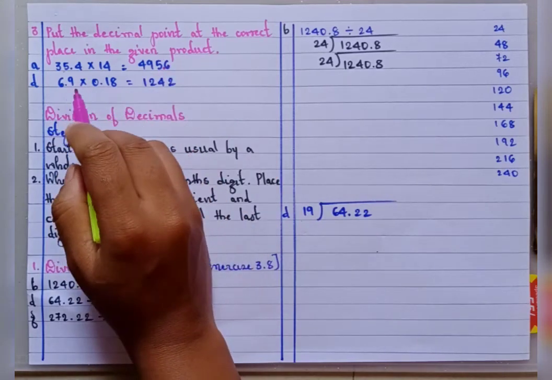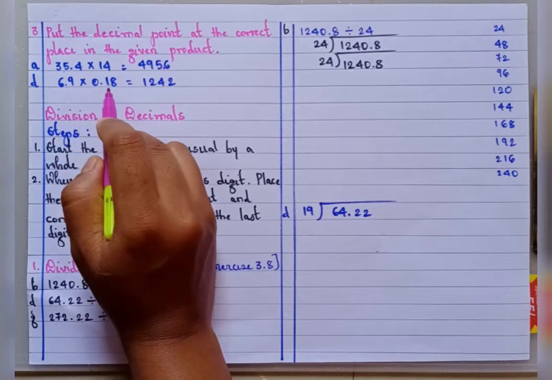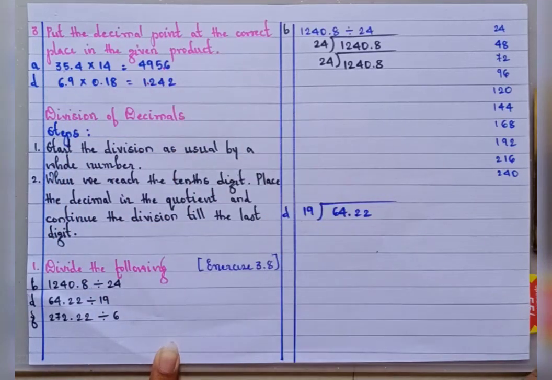495.6. Similarly, here if you see, here is 1 decimal point and here 2 decimal points. 1 plus 2 is 3. So 1, 2, 3, put the decimal point after 3 places. Therefore, the answer will be 1.242.